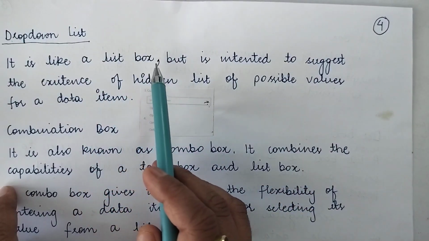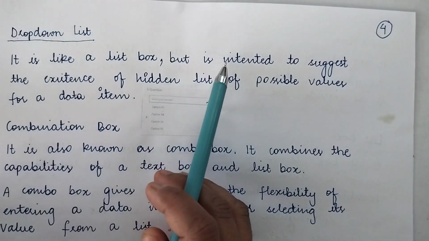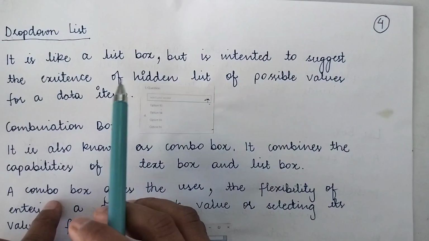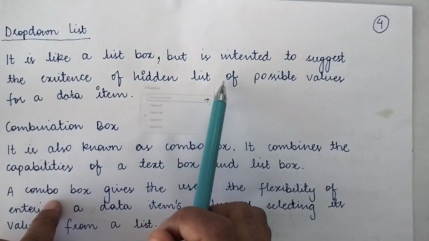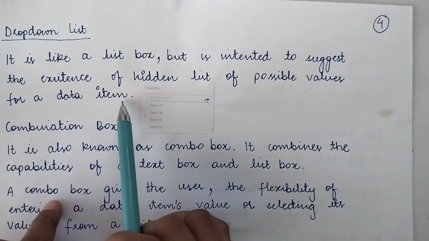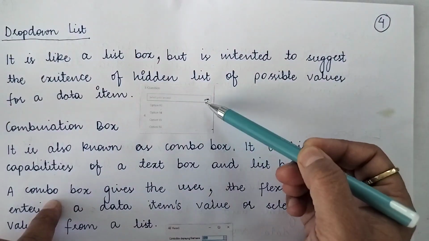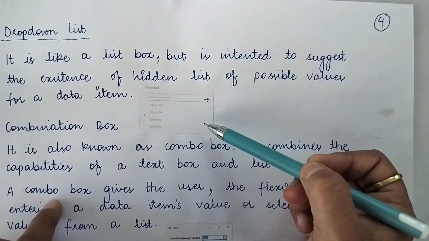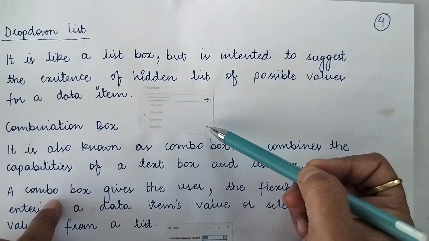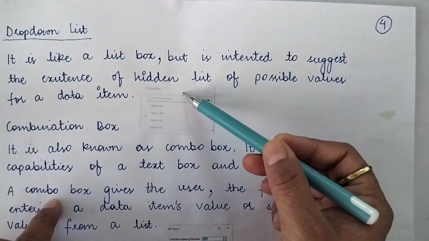So it is also like a list box, but is intended to suggest the existence of a hidden list of possible values for a data item. You cannot scroll through the drop down list. There is no scroll option wherein you can scroll and see the list of various options.